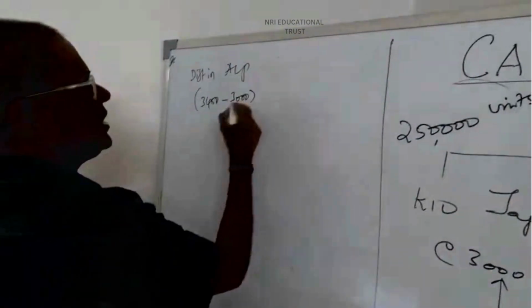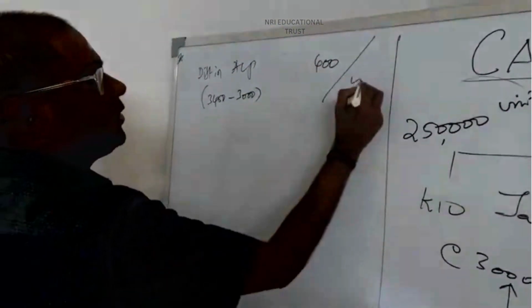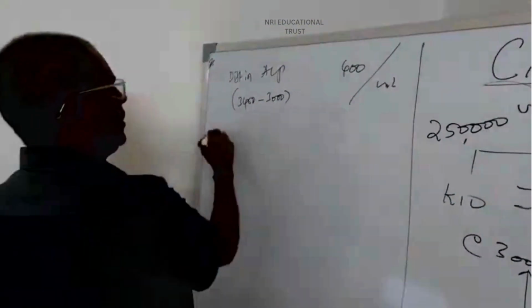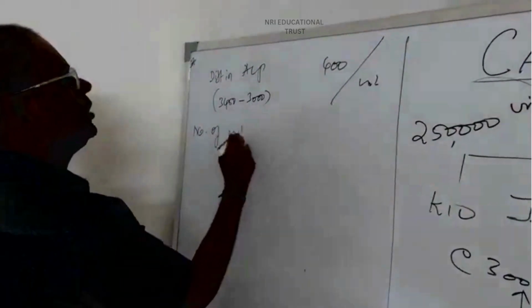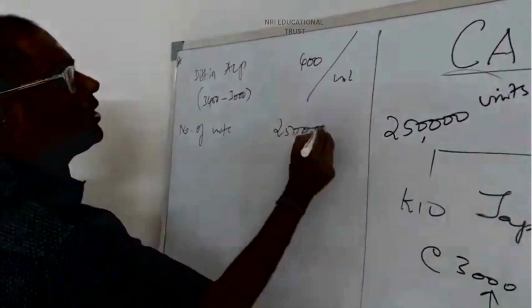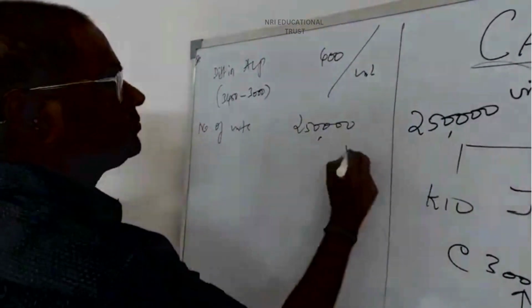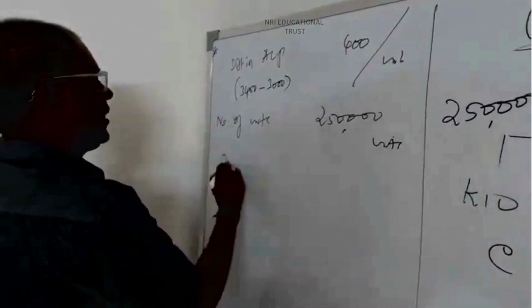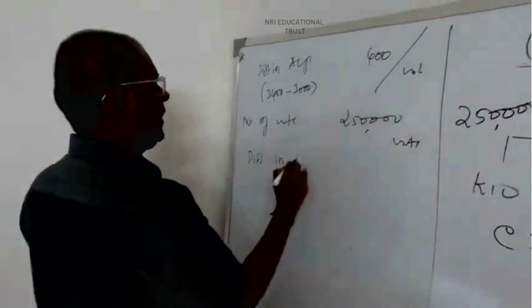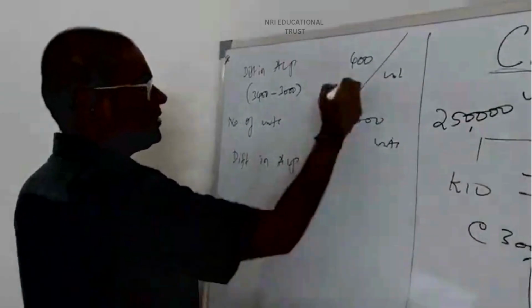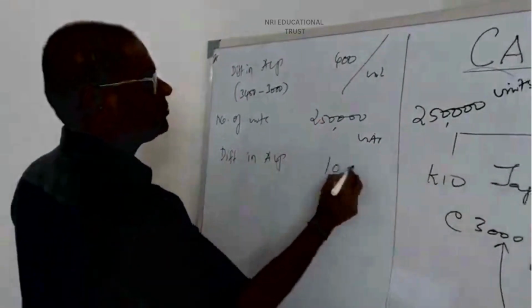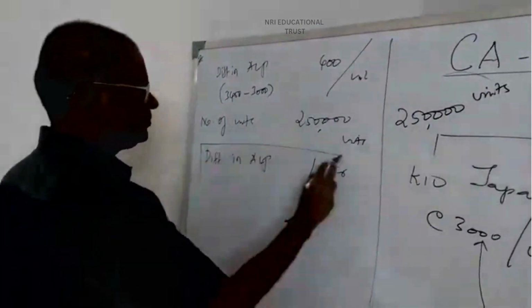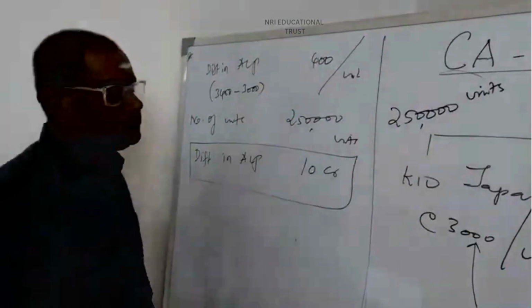3,400 per unit. Number of units 250,000. Difference in ALP, this multiplied by this, 10 crore. That's the answer.